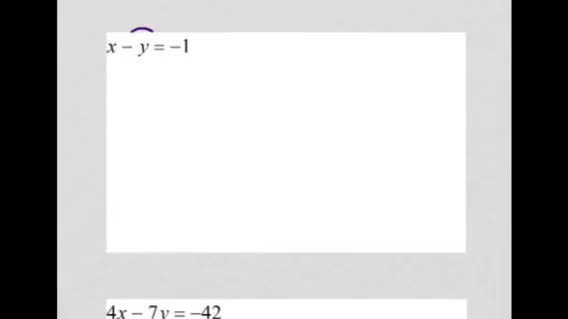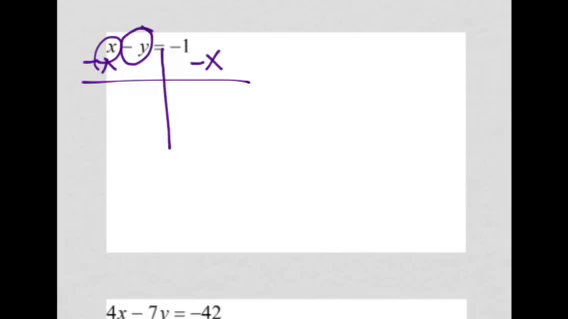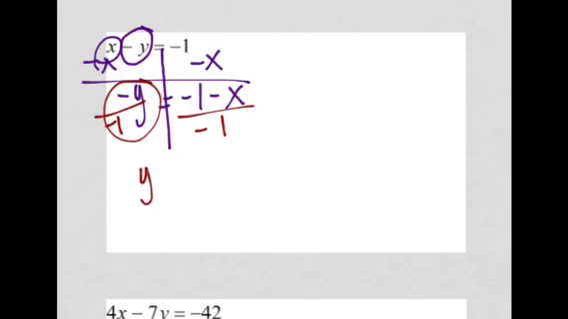Do the same thing here. Circle what I'm solving for, split at the equal. Subtract the x from both sides. That's 0. I got negative y equals negative 1 minus x. Now, I cannot leave y negative. So, how do I undo a negative 1 times y? Well, I divide by negative 1. Divide by negative 1. So, y equals negative 1 divided by negative 1. It's a positive 1. And negative 1 divided by negative 1 is a positive 1x.